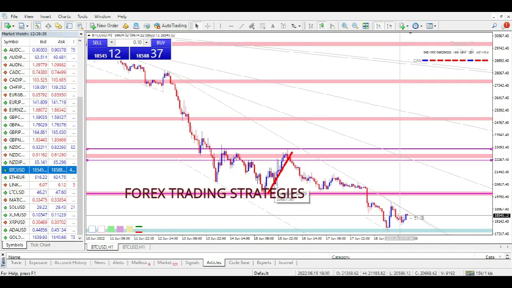Then, as well as additional confirmations, what are you using? Are you looking for fundamental news? Are you looking for COT? What are you using to further add reasons to be taking that trade? And then you also need to have an idea of how you are going to look after that trade so that you make your money.